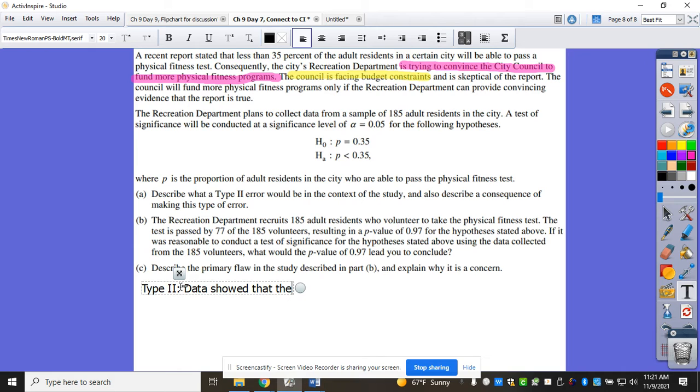Okay, so we would have to say the data showed that the proportion, let me do it in context, of what? What did the data find?